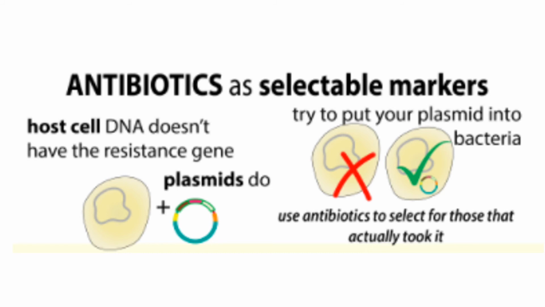So again, using antibiotics as selectable markers, the host cell DNA naturally doesn't have the resistance gene, but the plasmid that you're trying to insert into it does have the resistance gene. So you try to put your plasmid into the bacteria, and you use antibiotics to select for those that actually took it in.